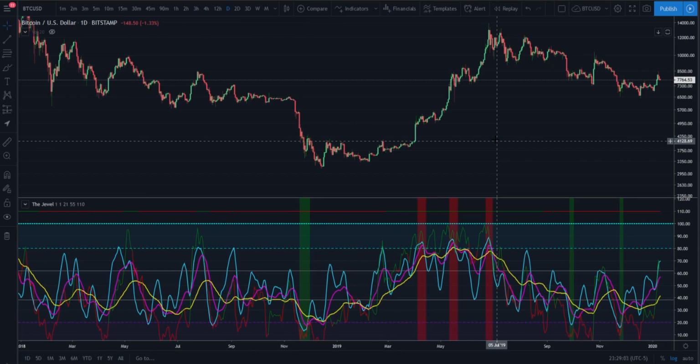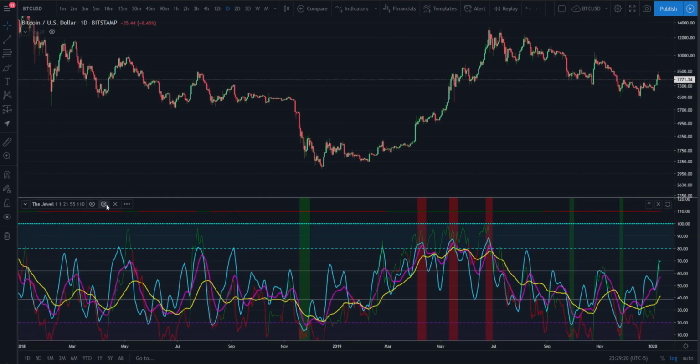The first one is the picture perfect signal. The second one is the continuation signal. And the third one is the fib signal. So we're going to start with the picture perfect signal.